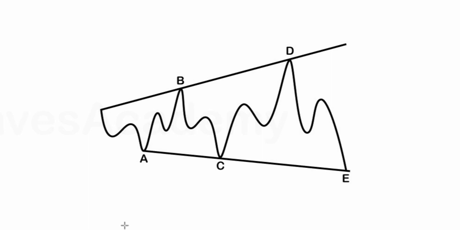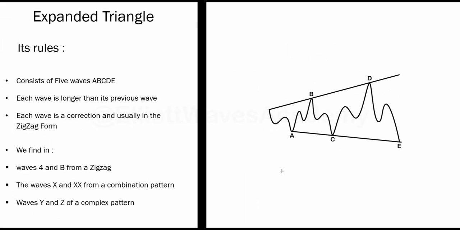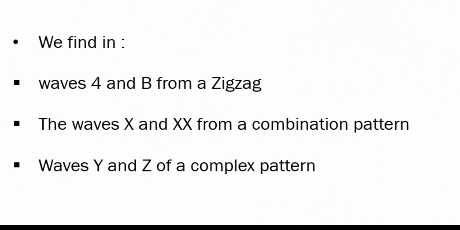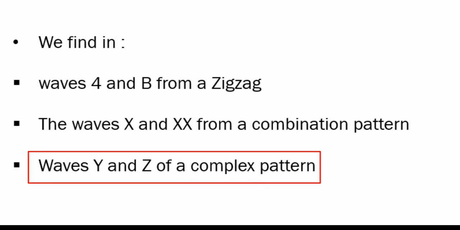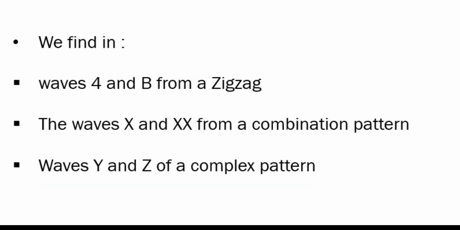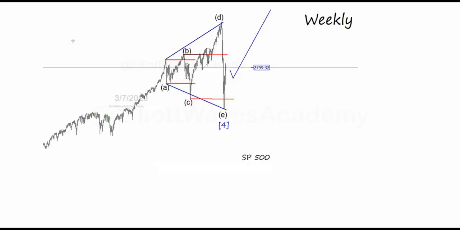Pretty much the same places where we can see the contracting triangle pattern, which means wave 4, wave B of a zigzag, also in wave X and XX of a combination pattern, which means a double zigzag or triple zigzag. The wave X and XX that combines between a zigzag and another can be in a triangle form, whether a contracting triangle or expanded triangle. Also, we can see this pattern in wave Y and Z of a complex pattern, as we will see in the lesson of the complex patterns. So as usual, we're going to see an example from the chart to clarify the idea more.